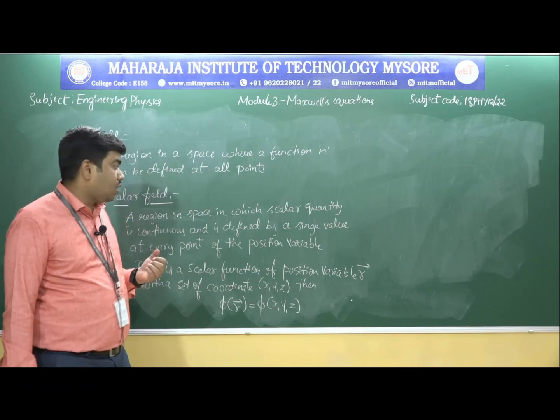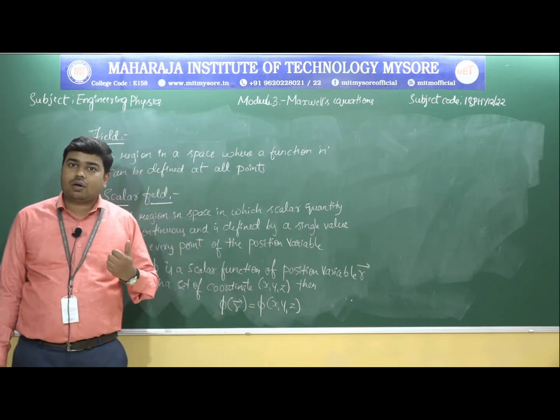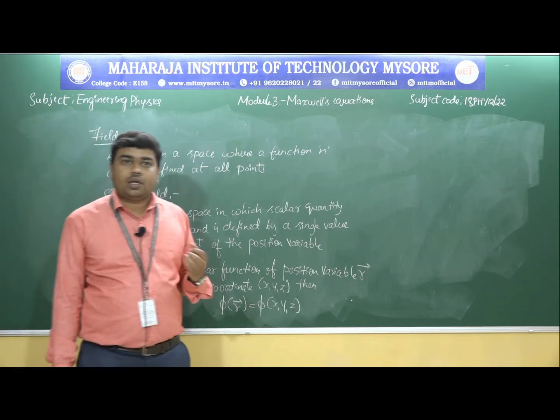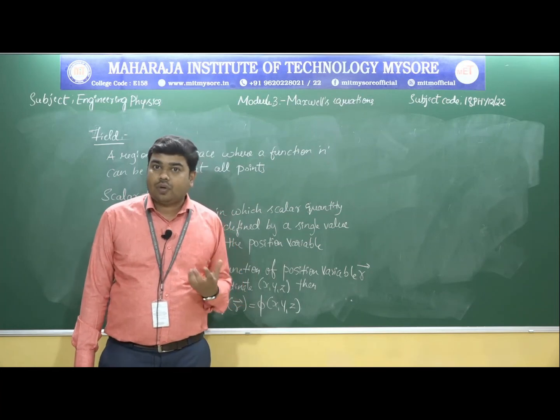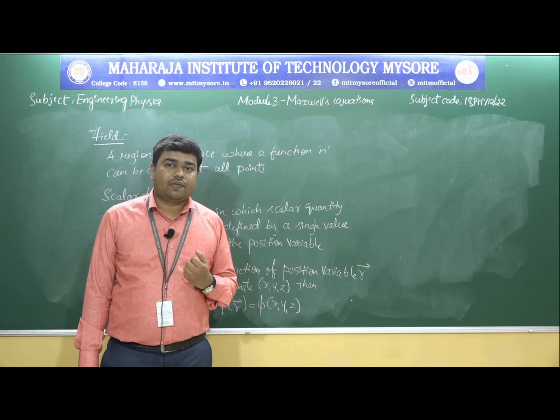Examples of a scalar field are, first, the variation of temperature at various points in a metal rod, and second, the variation of the electric potential at various points surrounding a charged body. So these are some of the examples of a scalar field.